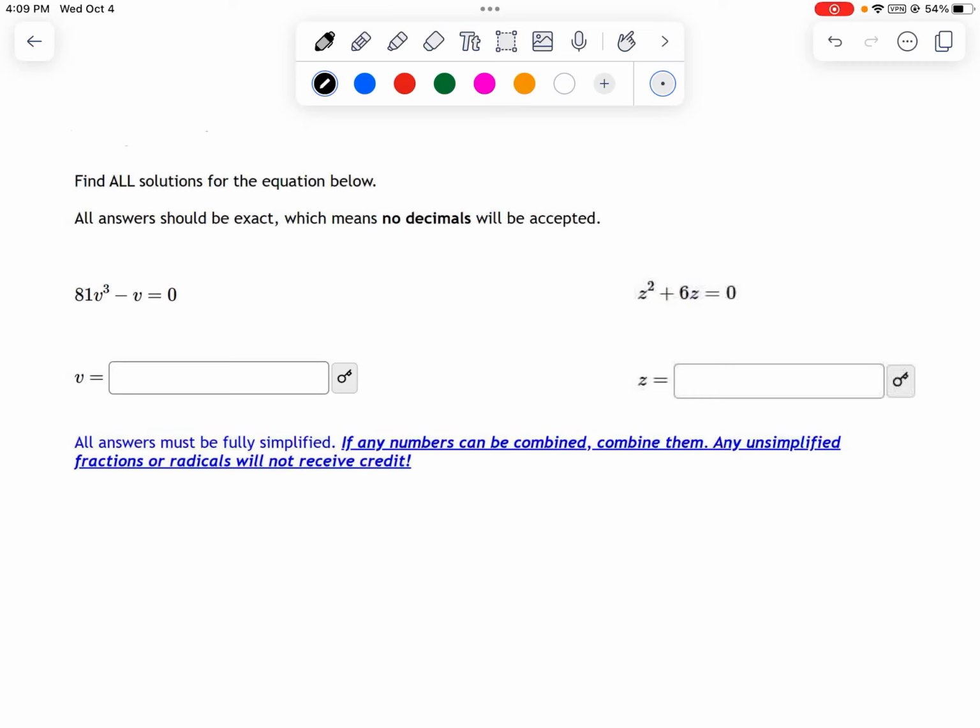Hello and welcome. For the problems we have here, we're going to be finding all solutions to the equations. We should have exact answers, so no decimals. Alright, let's get right into it.